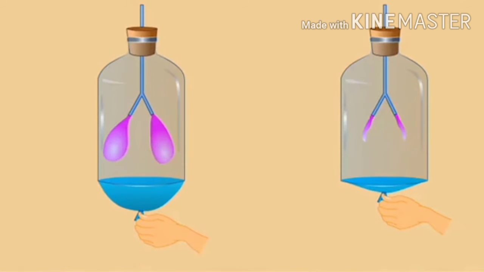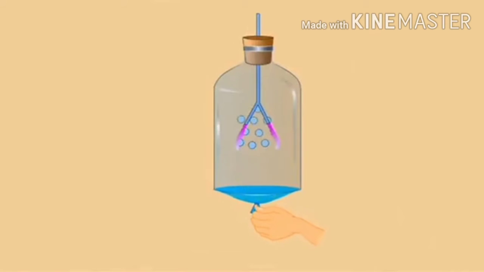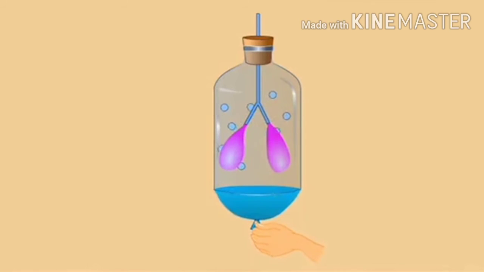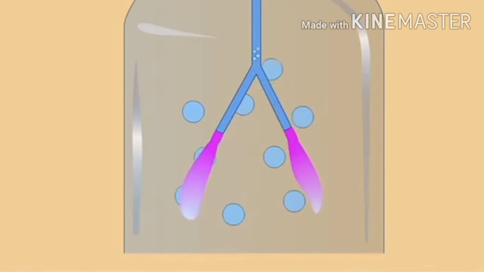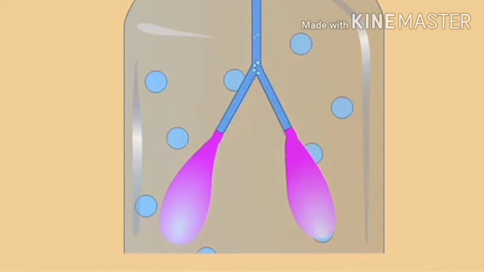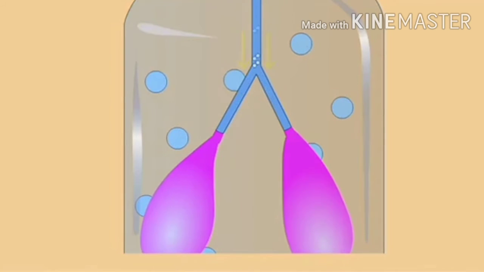So how do these balloons get inflated and deflated when we pull or push the rubber sheet? When we pull the rubber sheet outward, the space inside the bottle increases and the air inside the bottle becomes lighter. So the dense air rushes into the balloons from outside. The air enters the tube through the opening outside the bottle, then travels through the tube and enters the two branches of the tube.